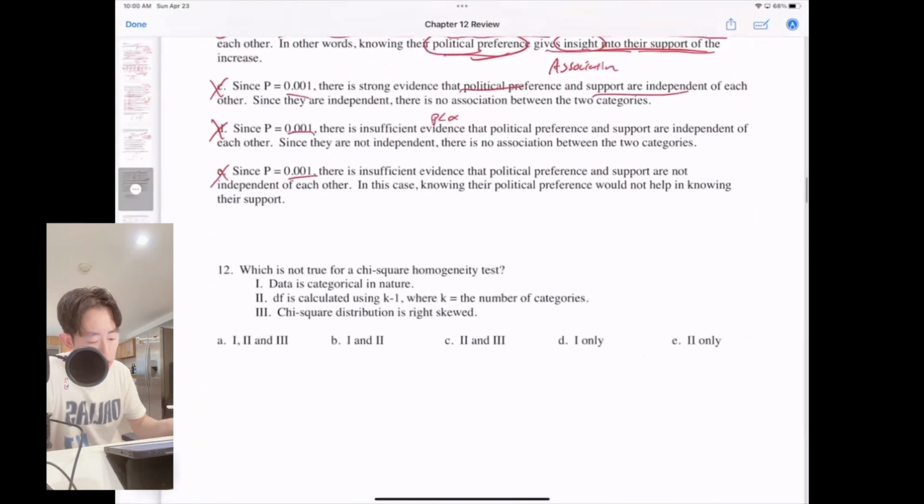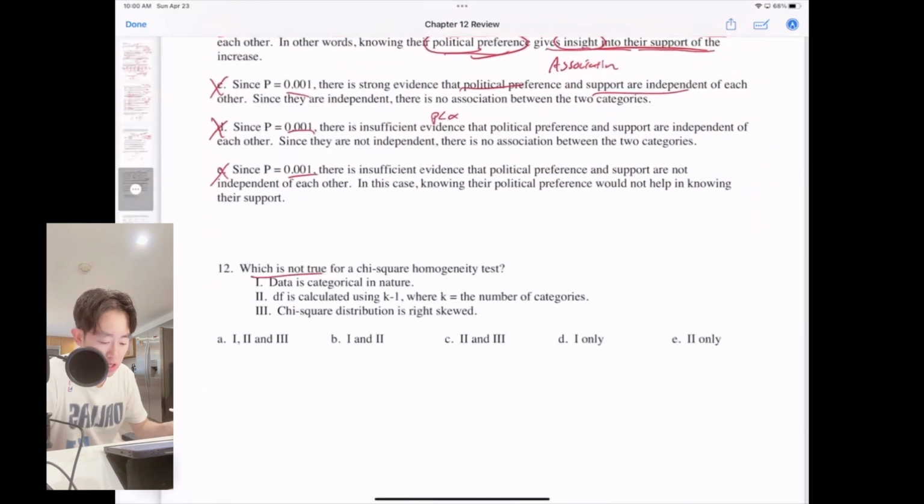Number 12, which is not true for chi-squared homogeneity test? This one I think I particularly had the most trouble with, because for chi-squared homogeneity test, we have the rules for H sub O and H sub A, but for these three, they all kind of sound really good.